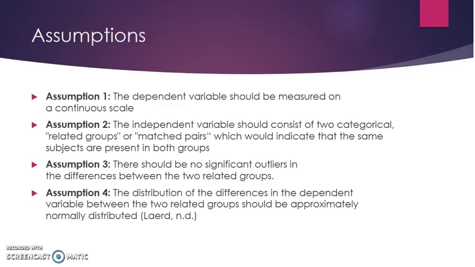The dependent variable should be measured on a continuous scale. Assumption 2. The dependent variable should consist of 2 categorical related groups or matched pairs, which would indicate that the same subjects are present in both groups. Assumption number 3. There should be no significant outliers in the differences between the 2 related groups. And assumption 4, the distribution of the differences in the dependent variable between the 2 related groups should be approximately normally distributed.